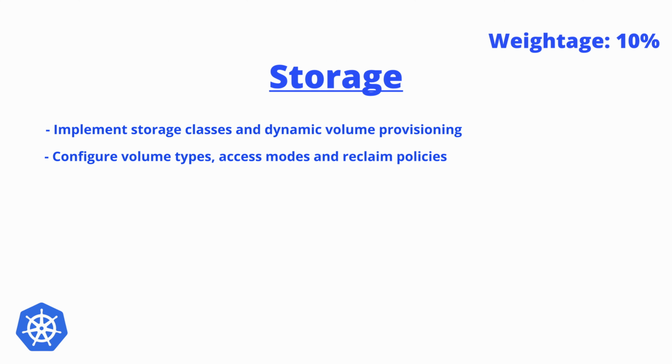Second is configure volume type, access mode and reclaim policy. Third is manage persistent volumes and persistent volume claims. So there might be questions like a volume is there and the PVC is there, they are not bound. There might be questions to troubleshoot that, or to create a PVC and PV.